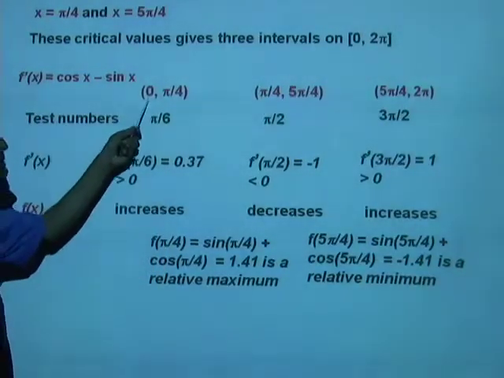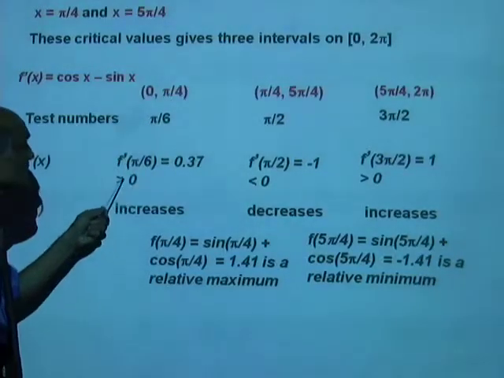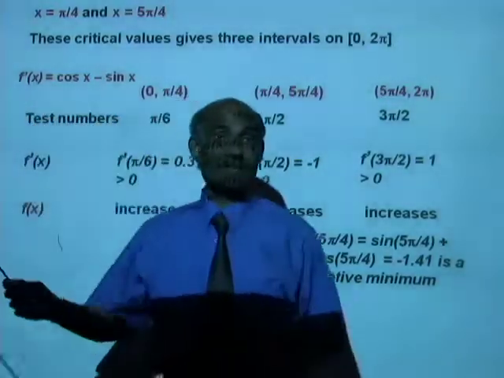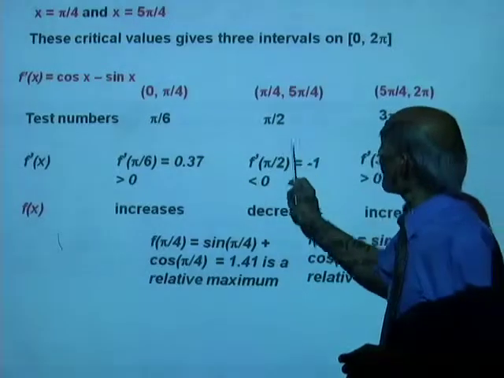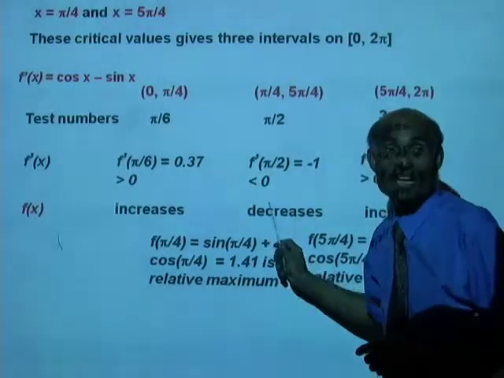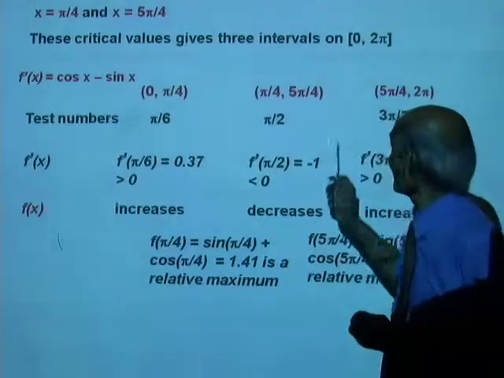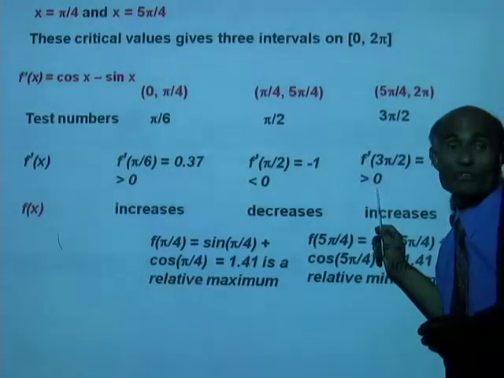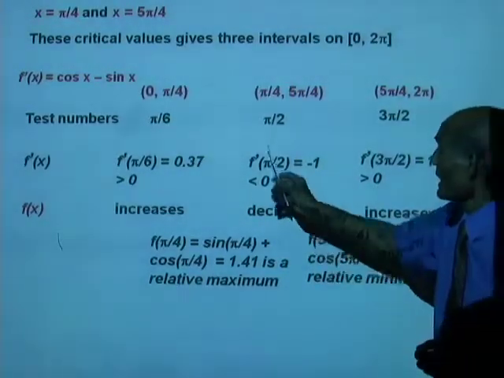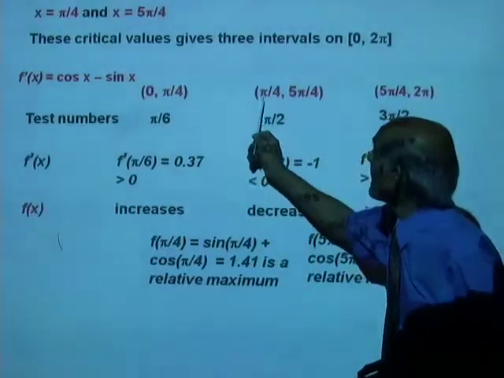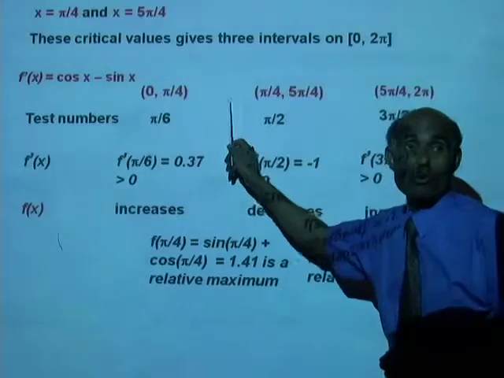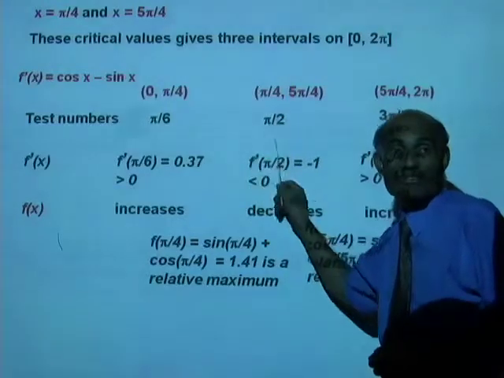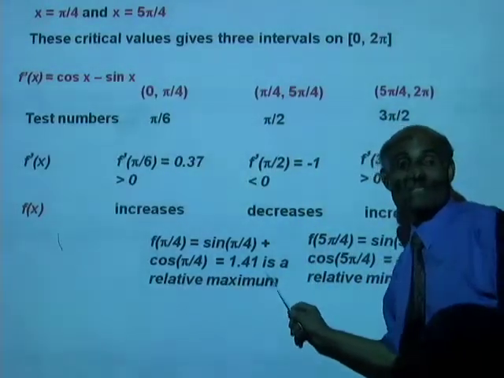Well, on 0 to pi by 4, the first derivative is positive, therefore the function is increasing. On pi by 4 to 5 pi by 4, the derivative is negative, therefore the function is decreasing. And on 5 pi by 4 to 2 pi, the first derivative is positive, therefore the function is increasing. And now, if you look at the left and right of pi by 4, on the left of pi by 4 the function is increasing, on the right it is decreasing, therefore you have a relative maximum.